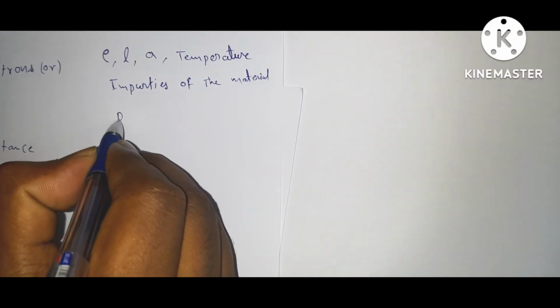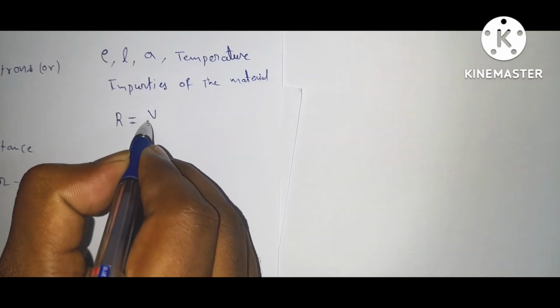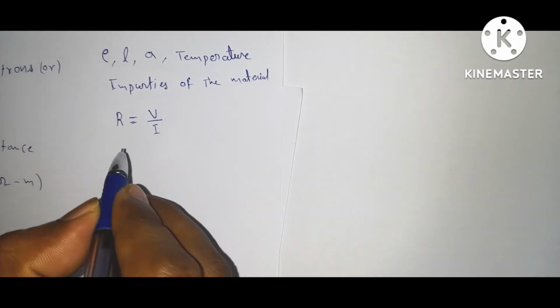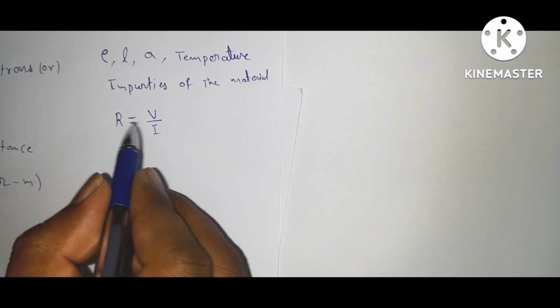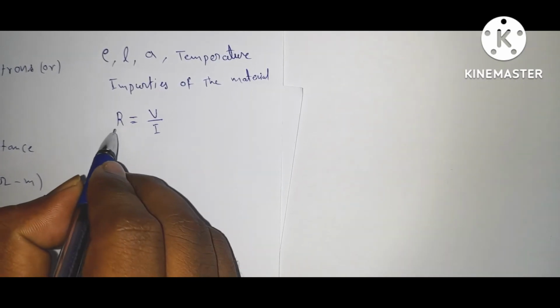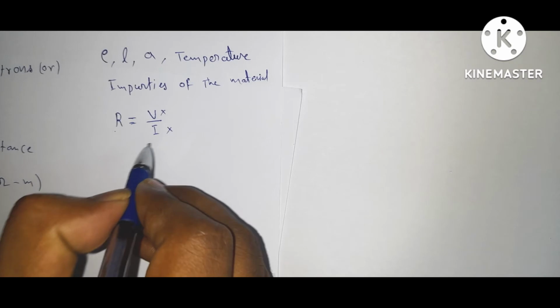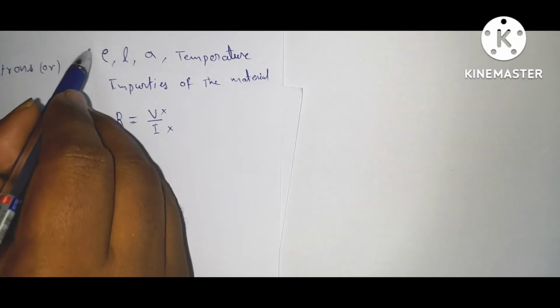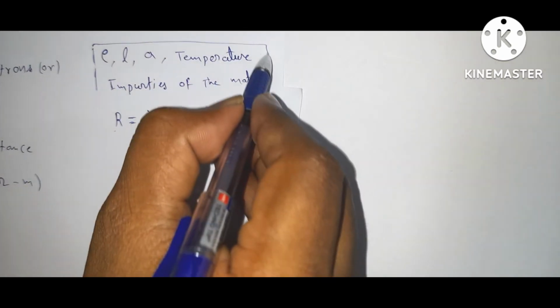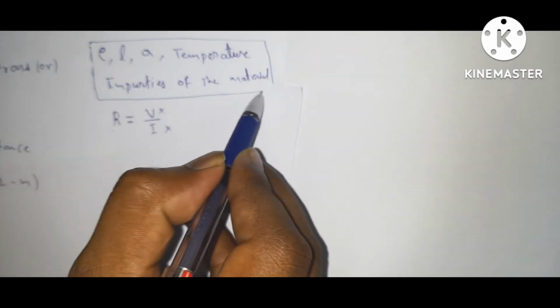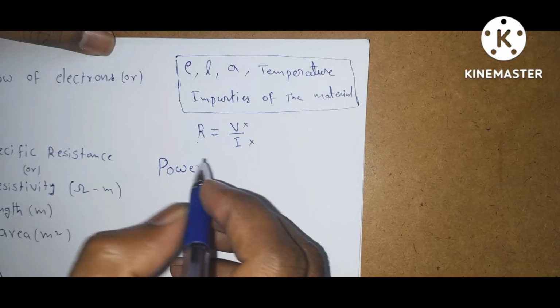From Ohm's law, what is the formula for resistance? R is equal to V by I. So here resistance does not depend on the voltage and current. Resistance depends only on these 5 quantities. So this is the important point.